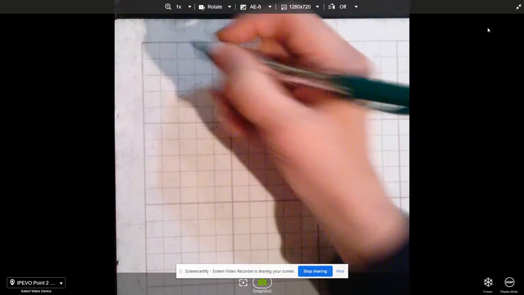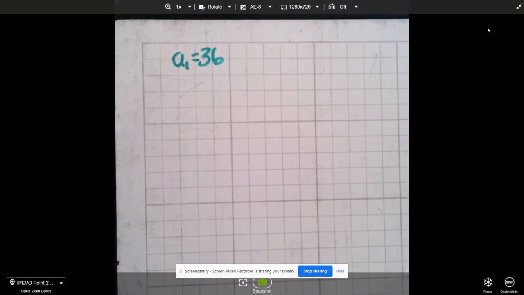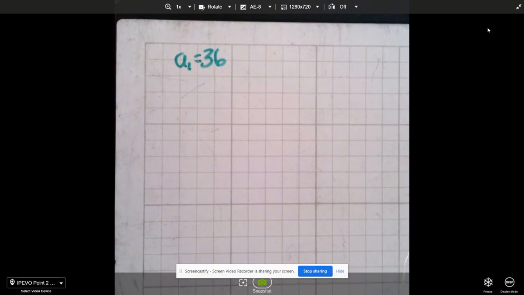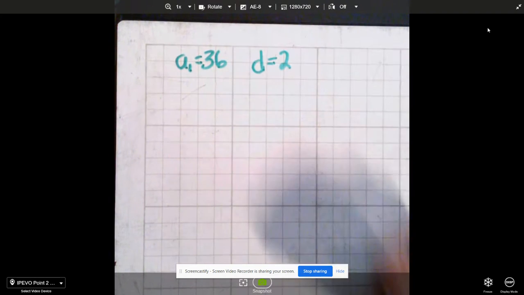All right, so let's talk about number 13 on sequence 2. They say that the first row of the theater has 36 seats. So I know that A1 is 36 because there's 36 seats in the first row. And each successive row has 2 additional seats, so that's giving me my common difference, which is 2.